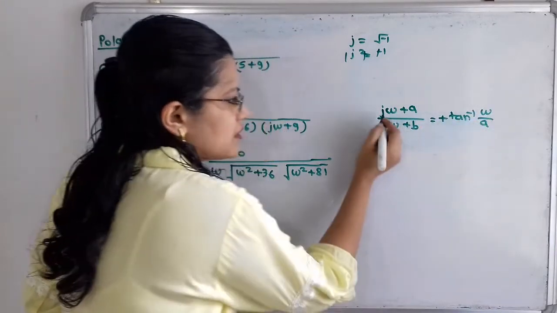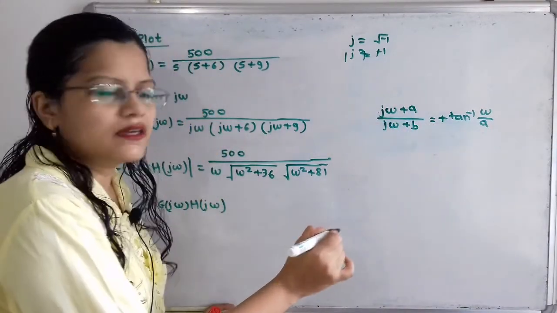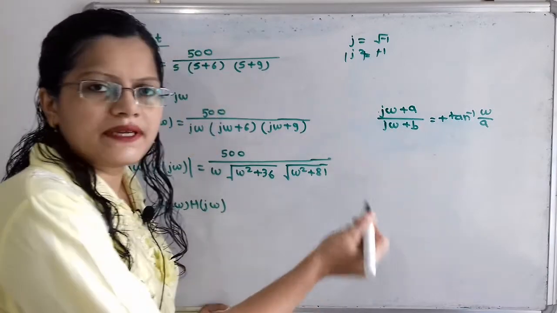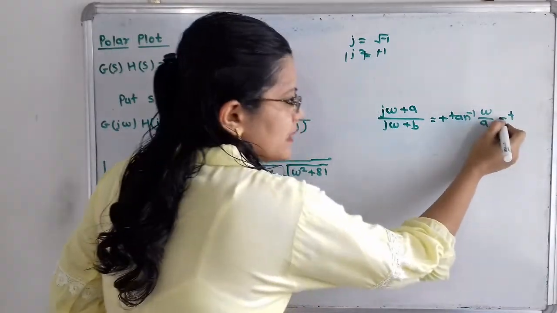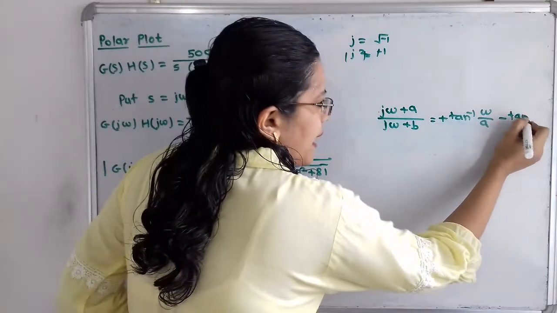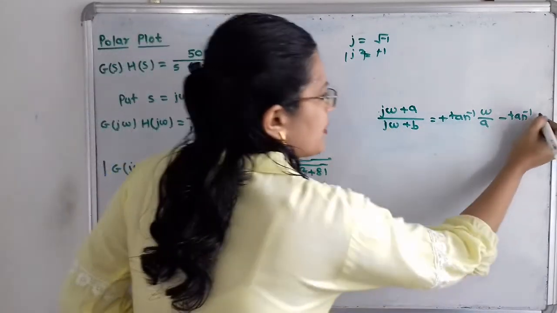Now if we observe, this j omega is imaginary part and this a is real part. Now here j omega plus b is in the denominator. So we will use here minus, that is we have to take minus sign, minus tan inverse of imaginary part by real part, that is omega by b.